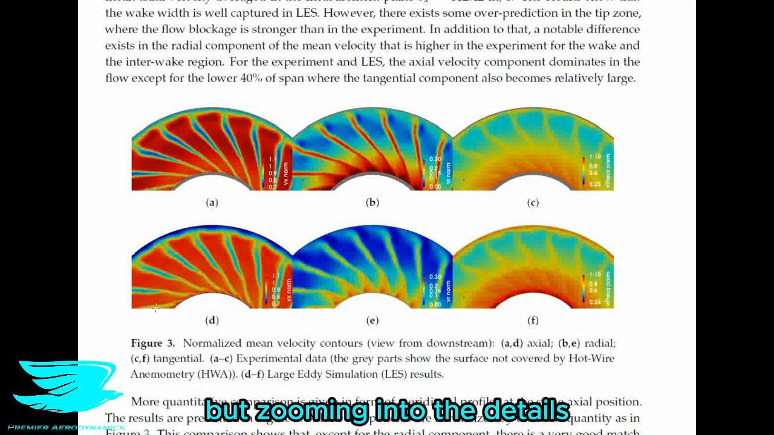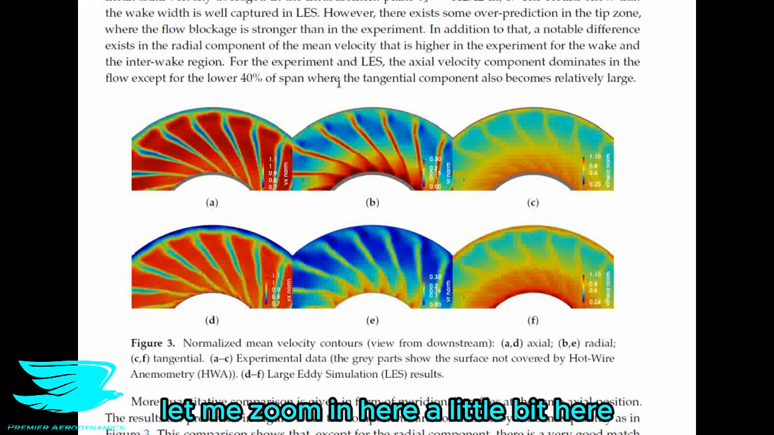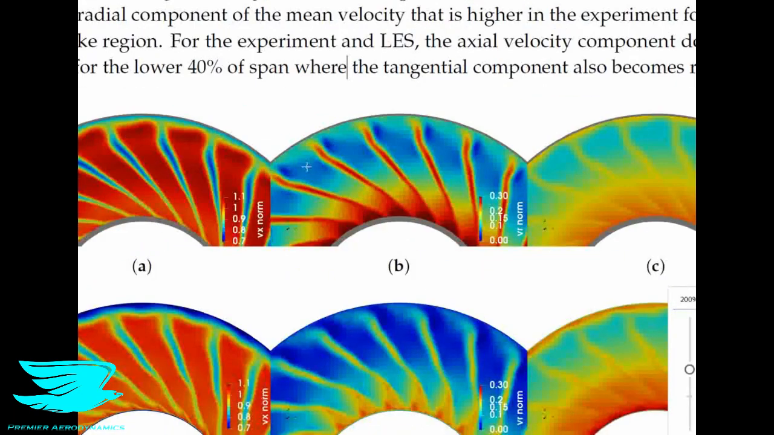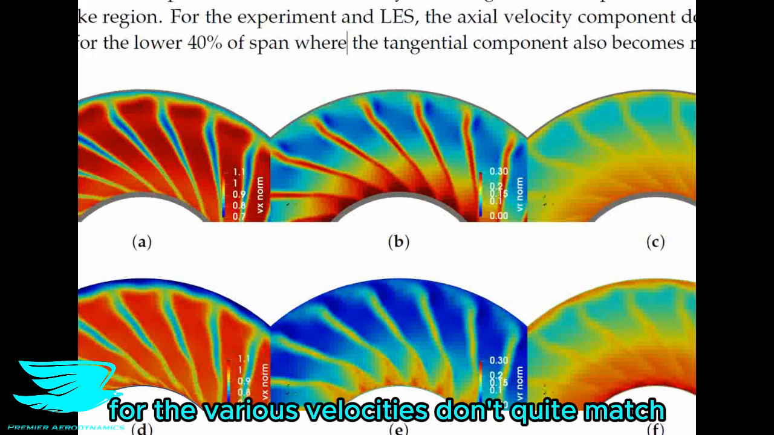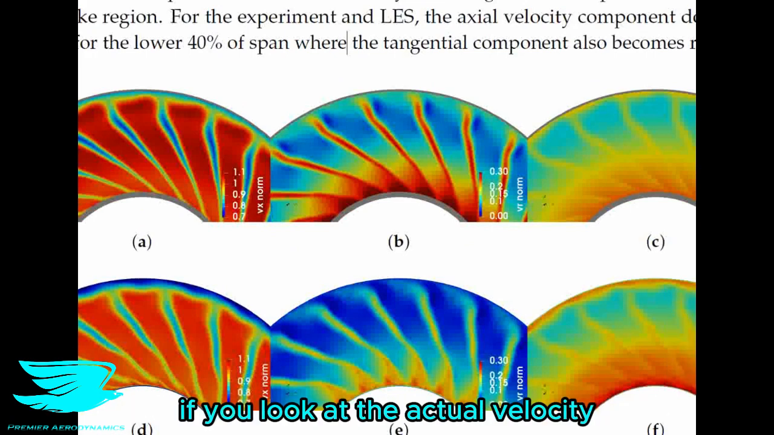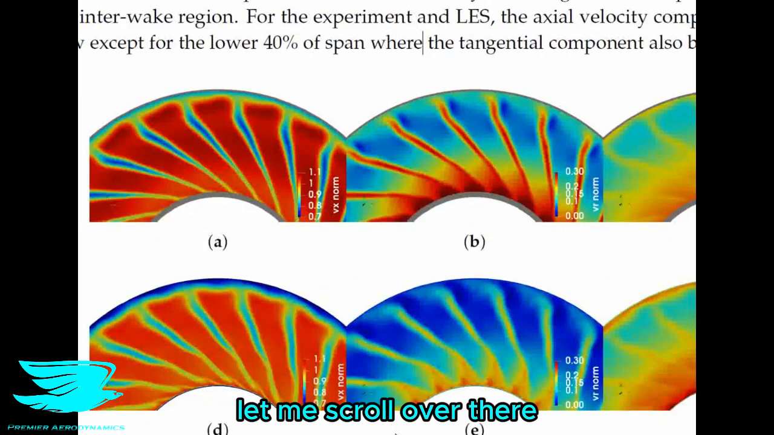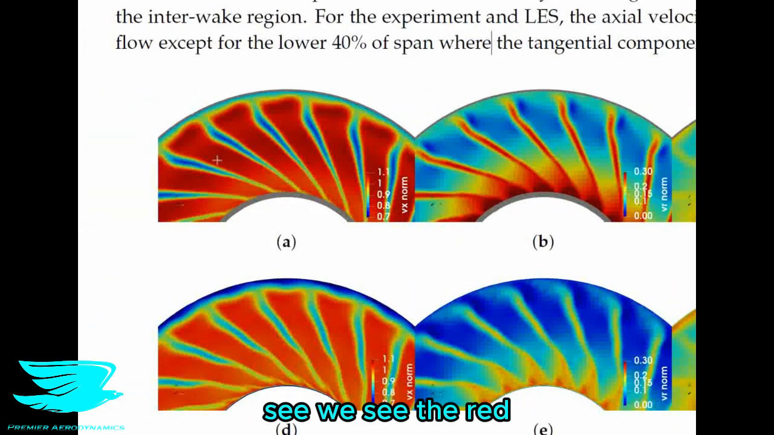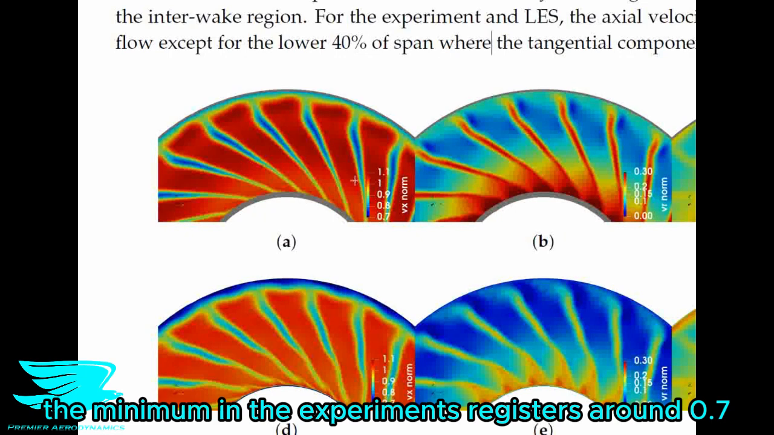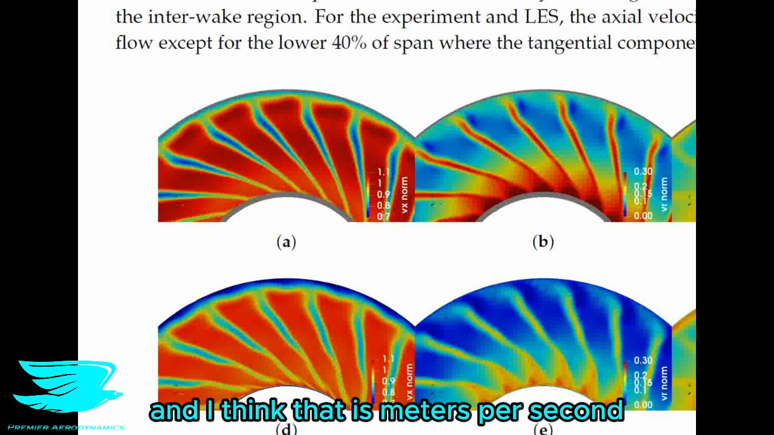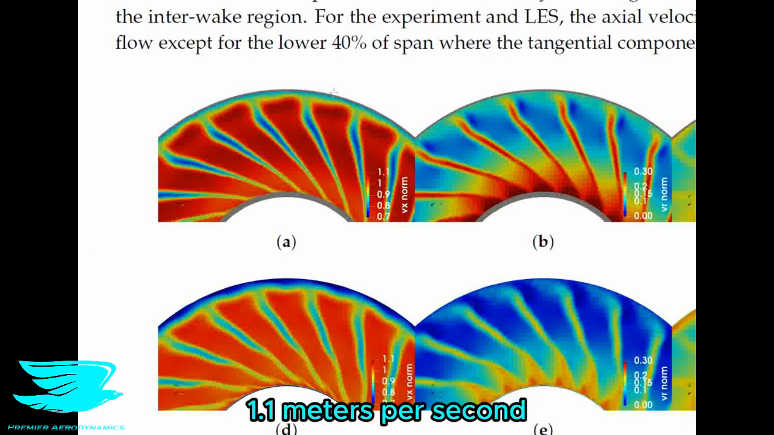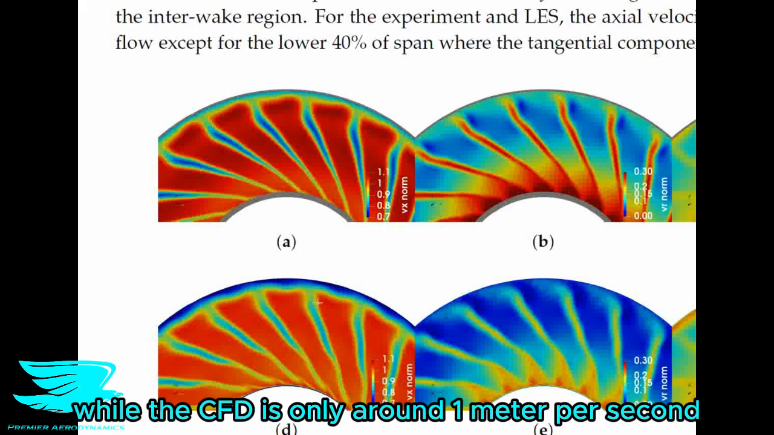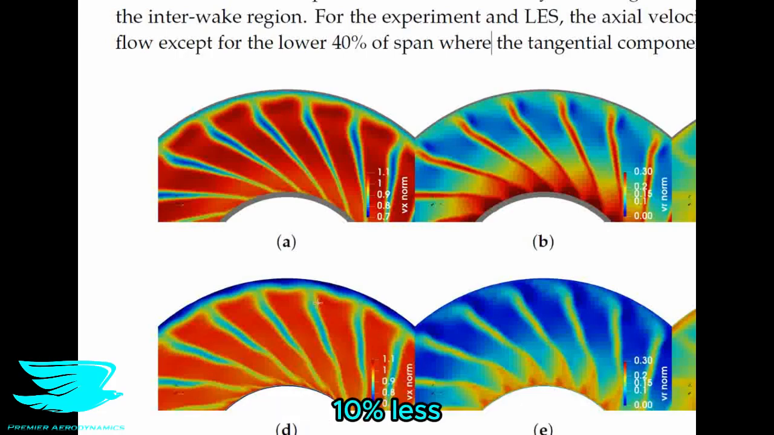But zooming into the details, let me zoom in here a little bit. We can see that the extrema, so the maxima and minima for the various velocities, don't quite match. For example, if you look at the axial velocity, let me scroll over there. So we see the red figures here. On the left, the minima in the experiments registers around 0.7, and I think that is meters per second. The maxima in the axial velocity ranges up to about 1.1 meters per second, while the CFD is only around 1 meter per second, so it's a little bit less, about 10% less.